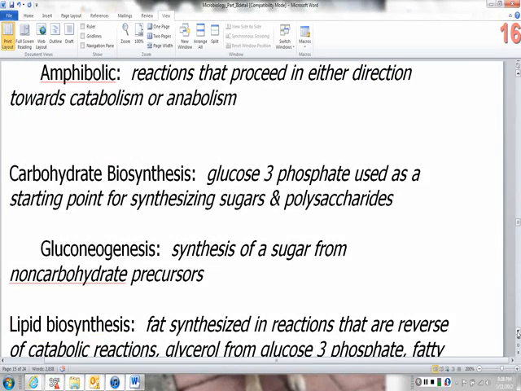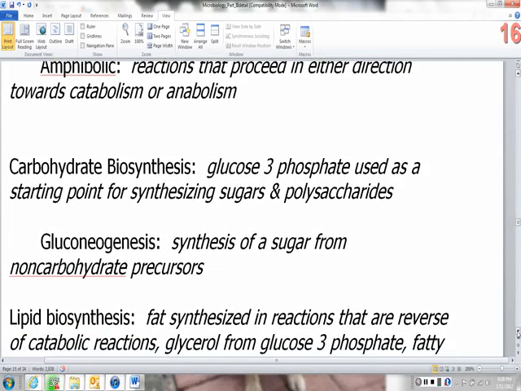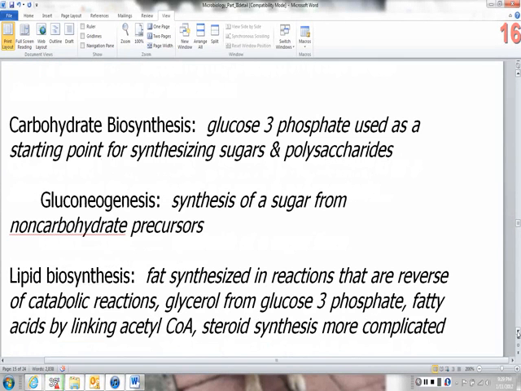In carbohydrate biosynthesis, glucose 3-phosphate is used as a starting point for synthesis of several sugars and polysaccharides. Gluconeogenesis, which literally means making new glucose, is the synthesis of sugar from non-carbohydrate precursors such as pyruvate. In lipid biosynthesis, fats are synthesized using reactions that are the reverse of catabolic reactions.